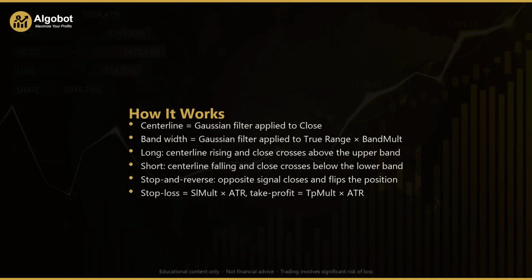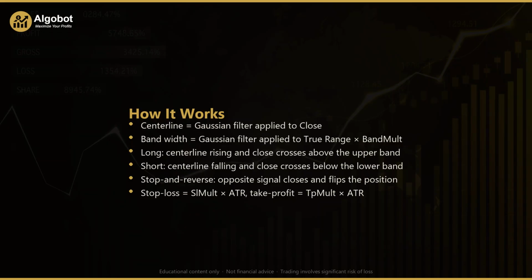Let's walk through the exact logic, step by step. Everything is evaluated once per closed bar, so the strategy ignores the noise inside a forming candle and only acts on finished data. First, it builds the channel. It takes the closing prices and runs them through the Gaussian filter to produce the smooth center line. Separately, it takes the true range of each bar and runs that through the identical filter. Multiplying that smooth true range by the band multiplier, which defaults to 1.4, gives the half width of the channel. Add that half width to the center line for the upper band, subtract it for the lower band.